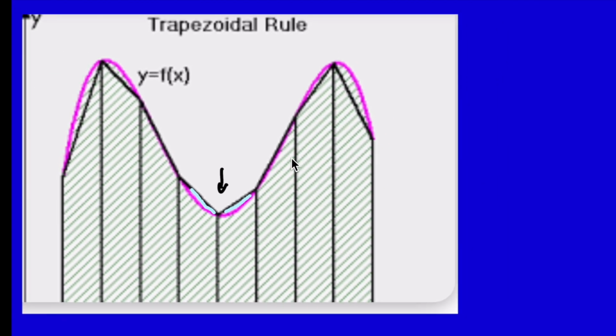So again, it's concavity that matters with the trapezoidal. So if you're concave up, you will be having an overestimate regardless of whether or not you are decreasing or increasing. If you're concave down, you will have an underestimate regardless of whether you're increasing or decreasing.